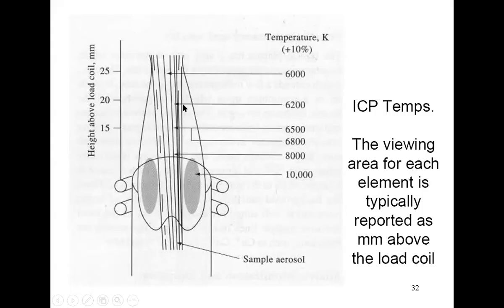Now let's see here. Notice the temperature starts at the very hot temperature here, where you have the radio frequency, 10,000, 8,000, 6,800. Then you go 6,500, 6,200. So this is temperature in Kelvin plus or minus 10%. So again, to the very top, 6,000 Kelvin. So normally you have the sample aerosol, and so the temperature is normally very uniform.